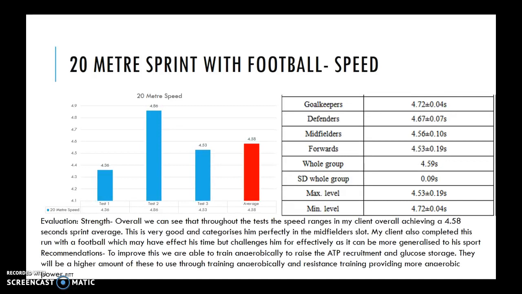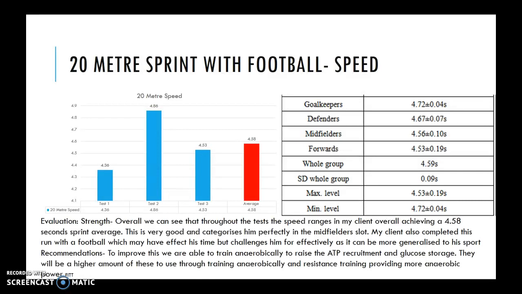4.58 average, and as he's a midfielder, this is just about perfect for him as he fits right into the category. Overall, we can see it's a strength, and throughout the test we can see the speed ranges in my client, overall achieving a 4.58 second sprint. This is very good and categorizes perfectly in the midfielder slot. My client also completed this run with a football, which may have affected his time, but challenges him more effectively, as it can be generalized to his sport better as he's playing football. This is a much better way to test him.